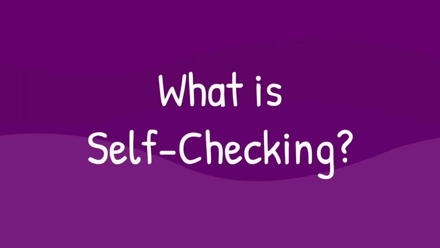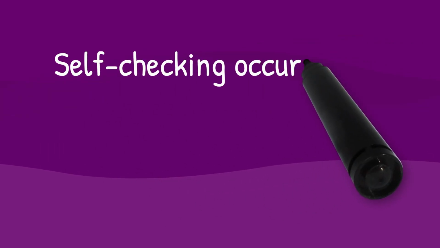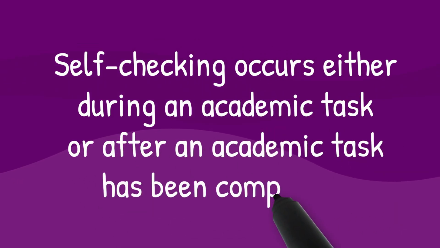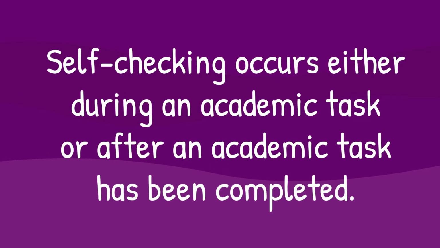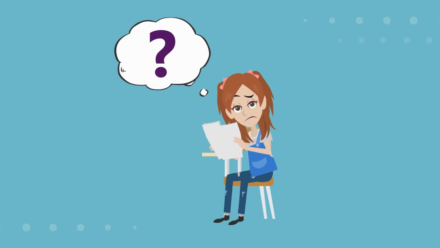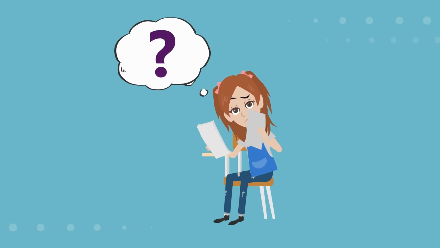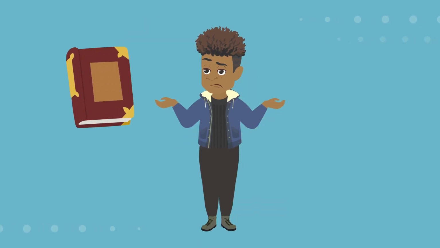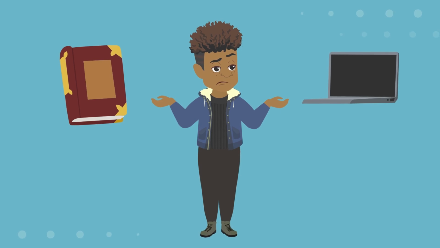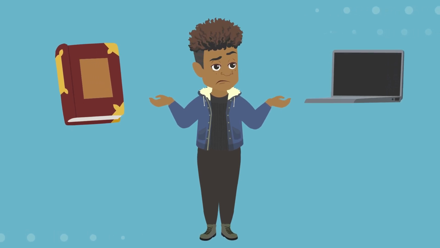What is self-checking? Self-checking occurs either during an academic task or after an academic task has been completed. Students must carefully review and check their assignments, keeping in mind the common errors they often make. Students' ability to check their work is crucial for many academic tasks, from simple checking, such as reviewing answers on a test or rubrics for assignments, to more complex checking, such as determining the credibility of a source for a research project. Students constantly need to review their work.